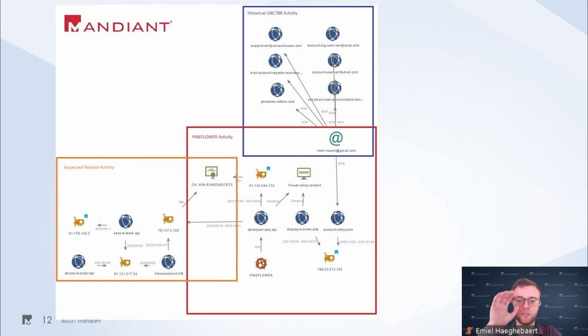Finally, this figure provides a visual overview of our discovery and the pivots that I've discussed. There's the inbox-account.info and the display-monitor.site domains here at the bottom right. There's a start of authority email address that leads us to the historical UNC788 activity. And then we see here the flower shop content pivot to developer-app.xyz, our PINEFLOWER sample, and the shared SSL certificate that leads us to suspected related activity. If this is hard to see on the slide, there's a larger version of this image in the white paper as well.